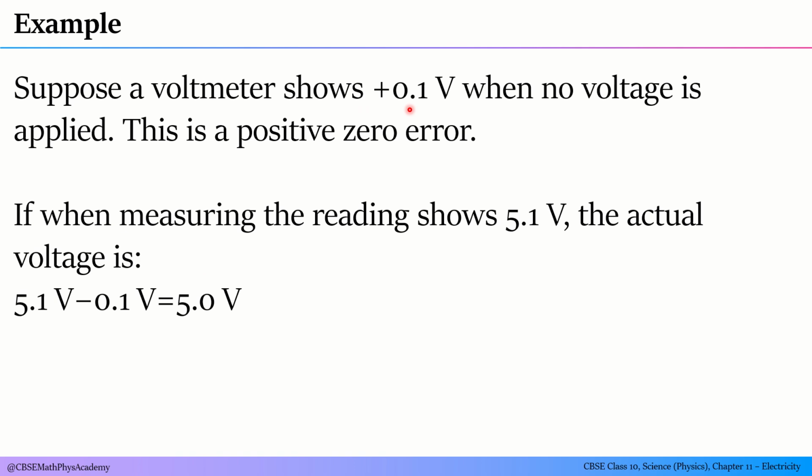A voltmeter is showing 0.1 volts when there is no voltage applied, or even when it is not connected to a circuit. So 0.1 volt means it's a positive zero error. When you measure and the reading shows 5.1 volts, then the actual voltage is 5.1 minus this extra 0.1 volts. 5.1 volts minus 0.1 volt is equal to 5 volts.